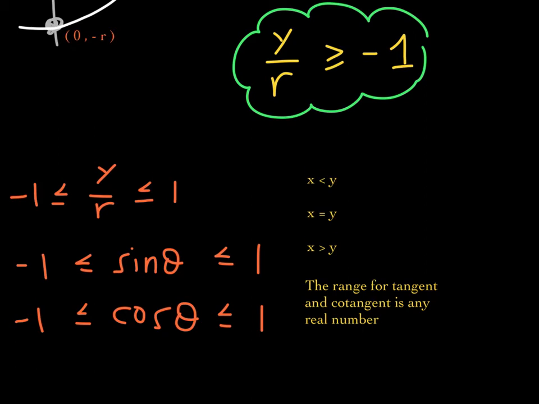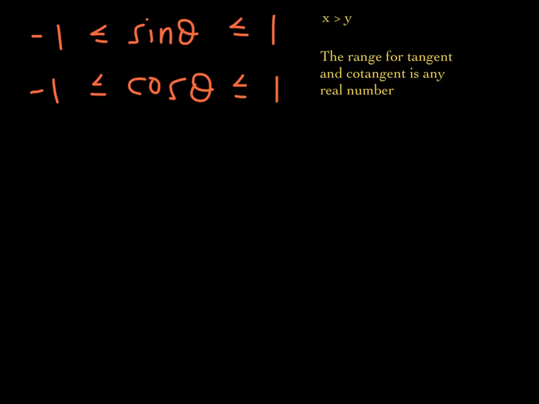Now remember that secant and cosecant are just reciprocals of the functions cosine and sine. Let me pick on sine really quickly. If sine of theta is less than or equal to 1, that means cosecant of theta will be greater than or equal to 1. Or if sine of theta is greater than or equal to negative 1, that means cosecant of theta will be less than or equal to negative 1.